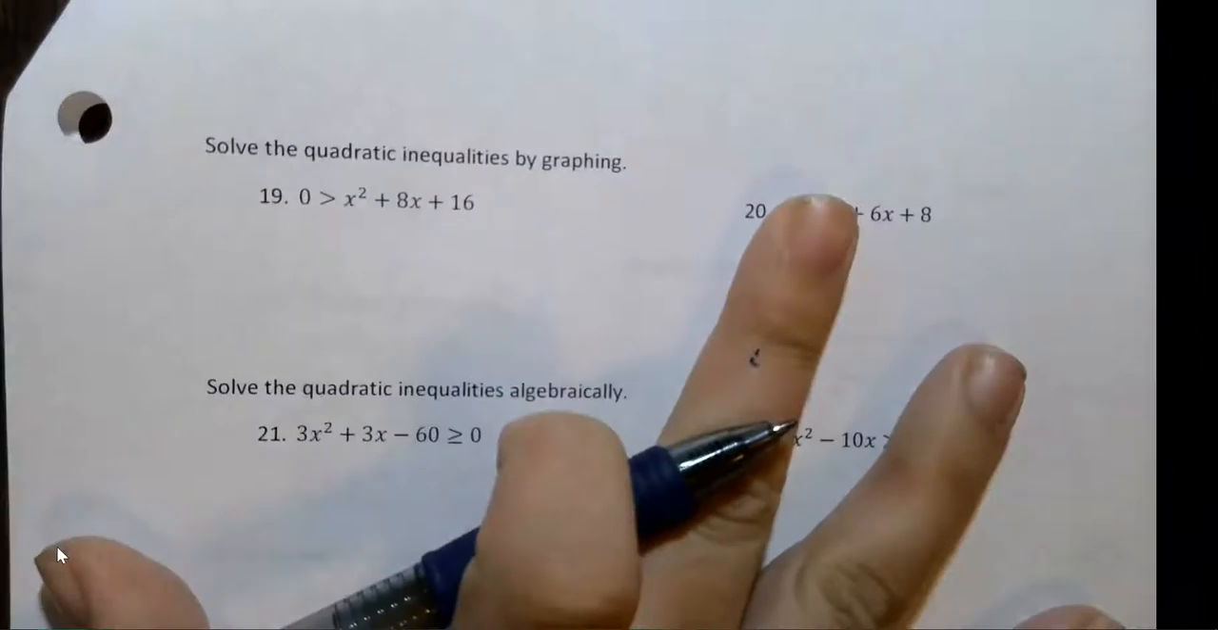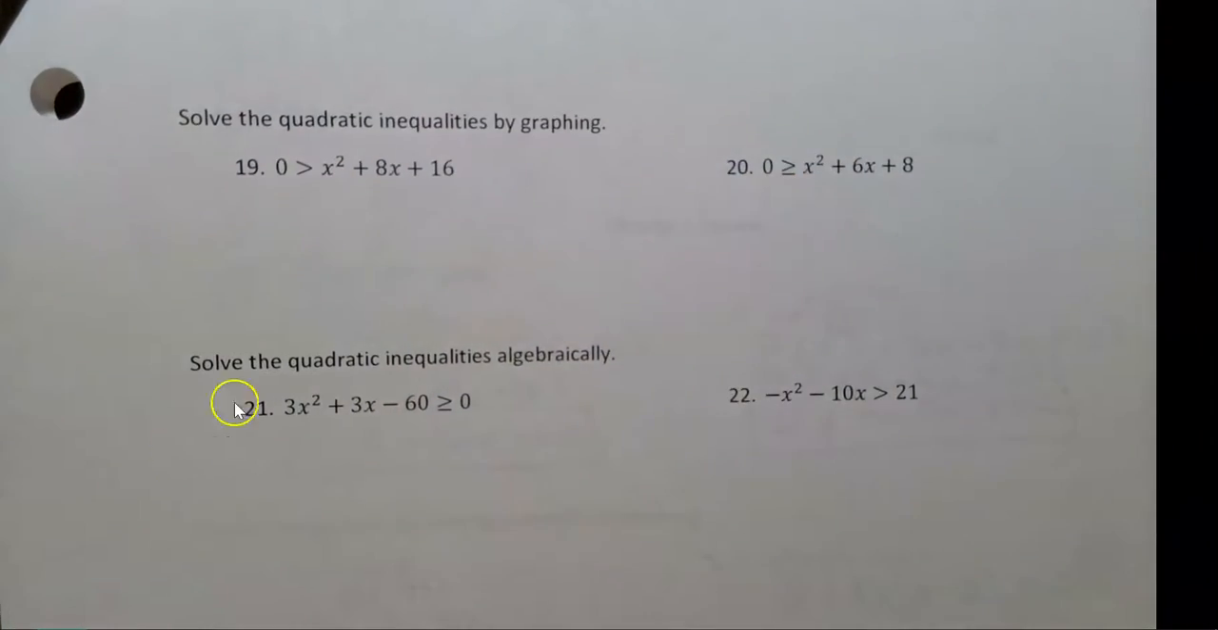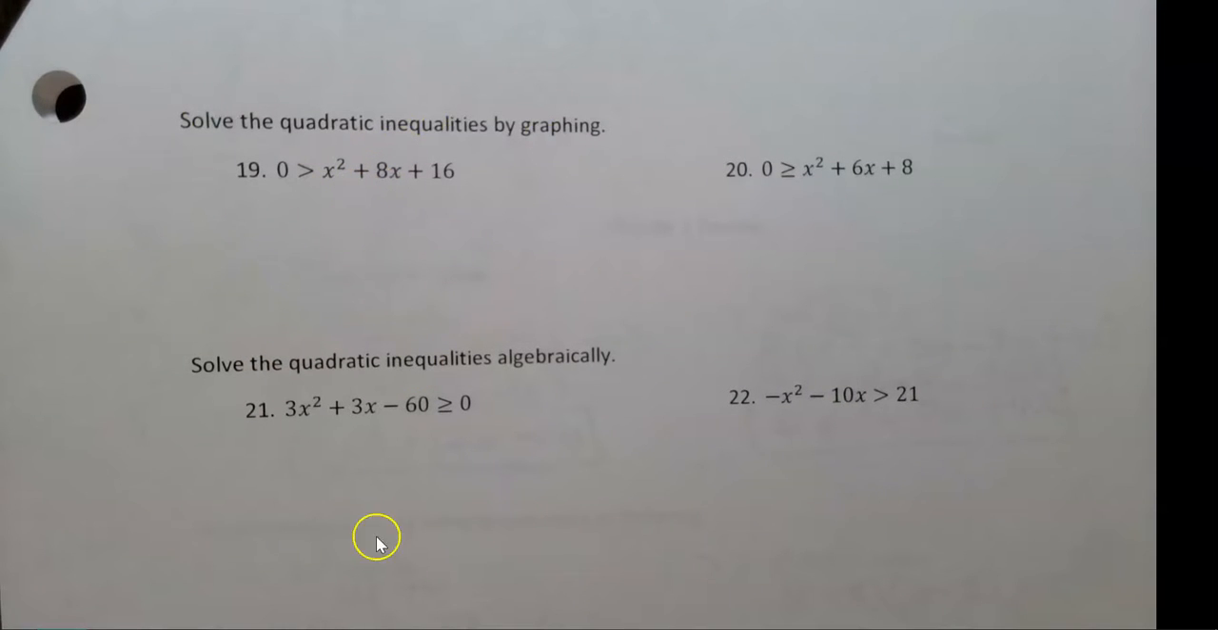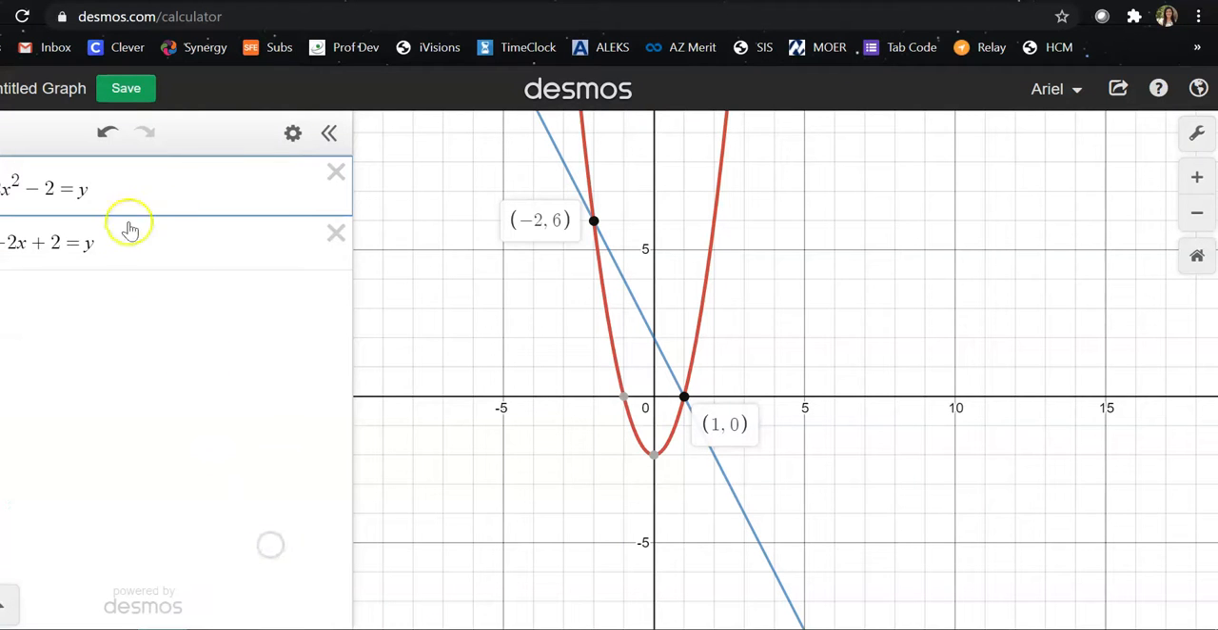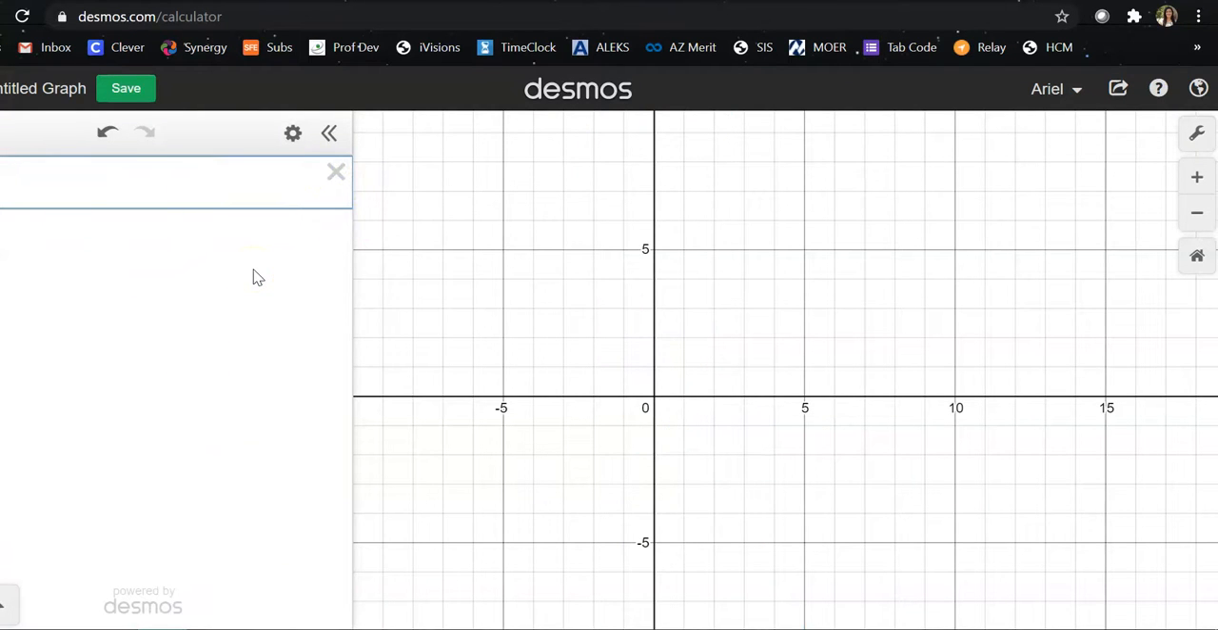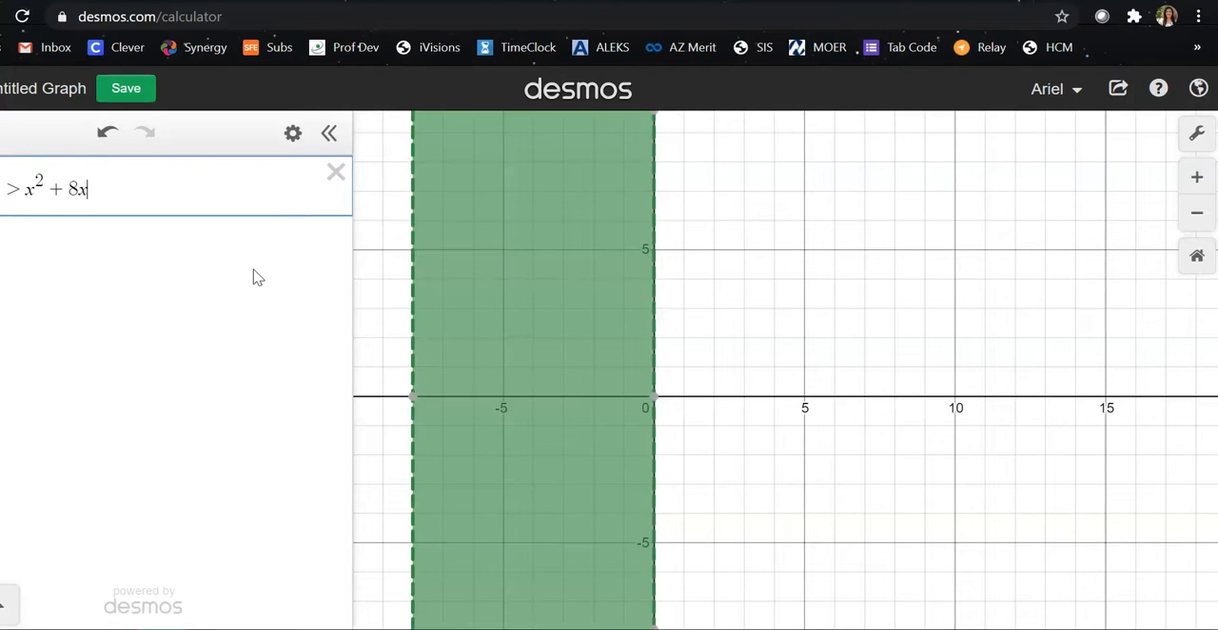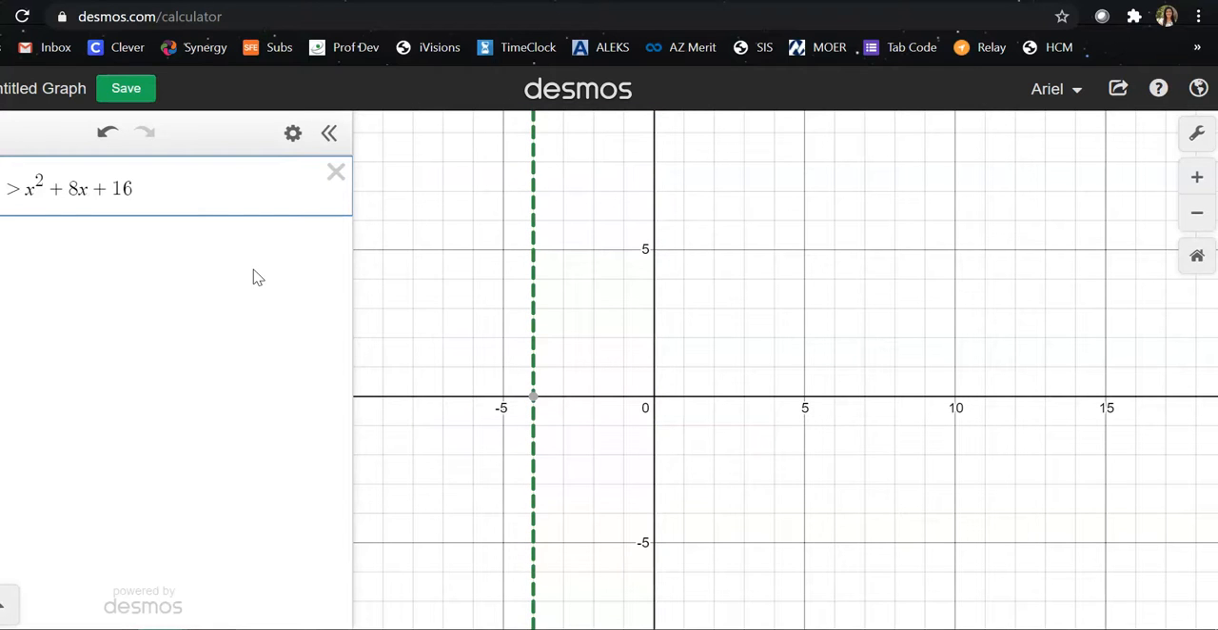Okay. Then I just have a few more on the next page. This one wants me to solve the quadratic inequalities by graphing. So to do that, I just need to type this inequality into Desmos. Let's get rid of both these equations. So then I have 0 is greater than x squared plus 8x plus 16.